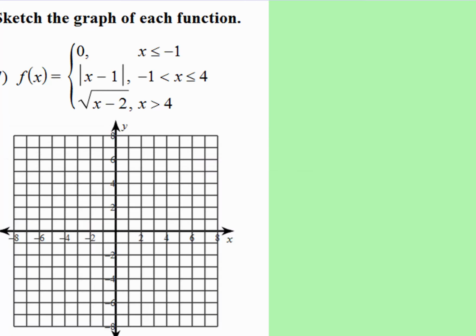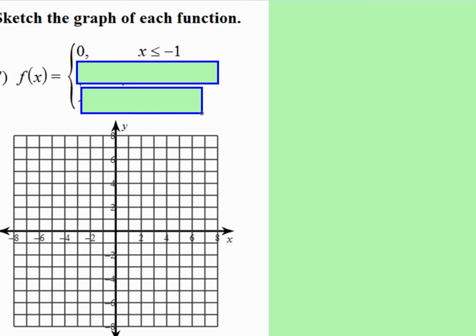Okay, so we're going to go over piecewise functions again. And remember what I said last week about piecewise functions. It is best if you just look at each piece of the function first and decide what that's talking about. So let's come over here.